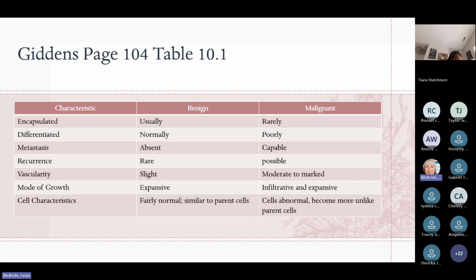Usually that's benign. And it's rarely malignant because it's encapsulated. Our body has been able to wall it off and keep it in its normal place. If it's differentiated, that means that those cells, if they're benign, look very much like their own parent cell. They don't have too much differentiation different than their mother and father cells. They will grow as usual and function as usual.